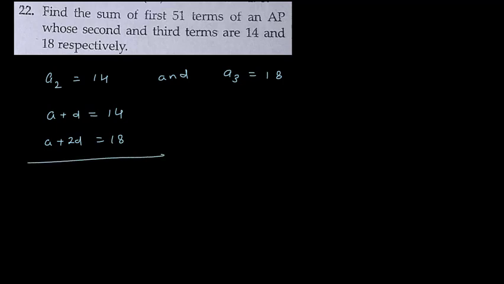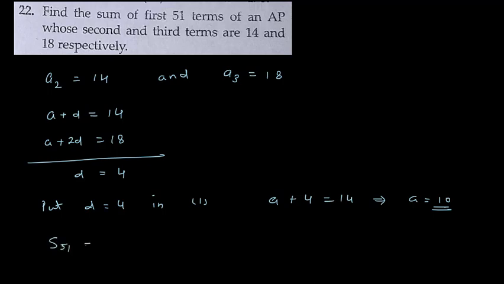So here if you subtract, you will get the value of d. Value of d is 4. If I put d equal to 4 in equation 1, I will get a plus 4 equal to 14. This will give me the value of a as 10. So I have the value of a and I have the value of d. Now I have to find the sum of 51 terms. S51 we have to find out.